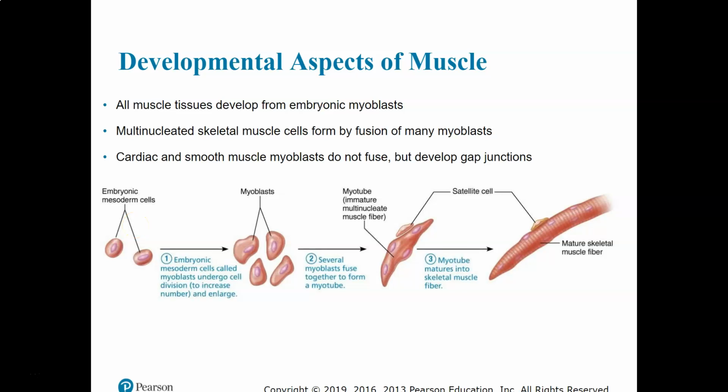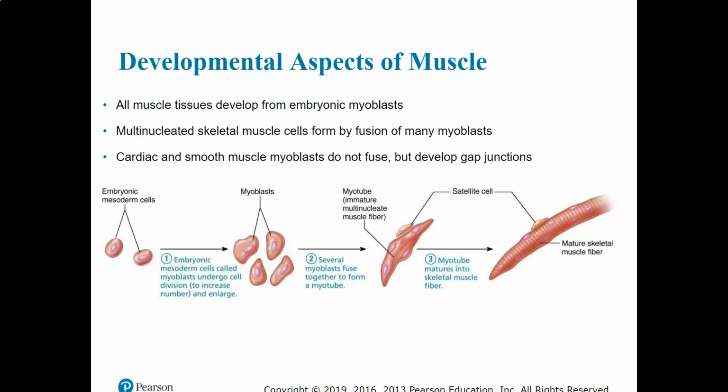How do our muscles develop? So all of our muscle tissue is going to be developed from embryonic myoblasts. So again, here's that myo word part, meaning muscle, blast being builder cells, so our muscle building cells.